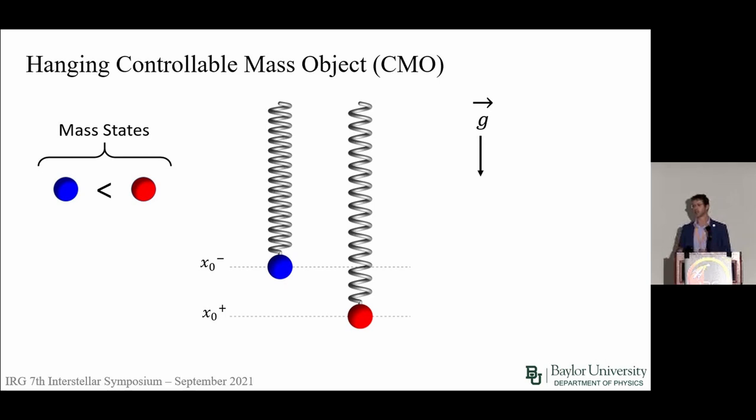Looking at a simple example of a hanging controllable mass object, or CMO for simplicity, attached to a spring in a gravitational field, we see that this object can be adjusted from a higher mass state in red to a lower mass state in blue. Because the higher mass state has more interaction with the gravitational field, its equilibrium position relative to the lower mass state will be displaced below it. We're going to use this concept to show that we can get driven motion in a harmonic system by simply changing the masses of our object.